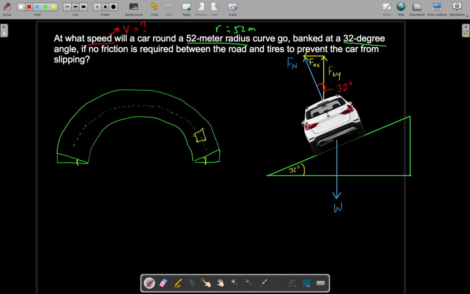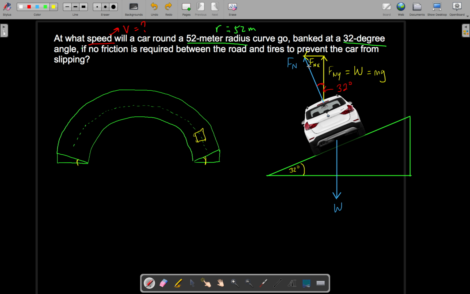Now, if you were to look at your weight and your F_N y, you notice that they are going in equally opposite directions. The weight's going straight down. Your force normal with regard to the y-axis is going straight up. This goes to show that the force normal y is equivalent to my weight. And your weight is equivalent to mass times gravity. So you can typically say that your force normal y is equivalent to mass times gravity.